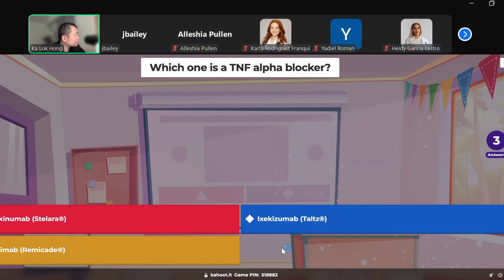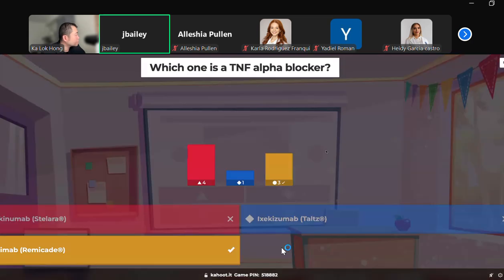TNF alpha blocker. Like the last one, infliximab, and it has a lot of biosimilars these days. TNF alpha blockers are one of the older drug classes of biologicals. So they've been here for a relatively long time. That's something you want to keep in mind and be able to recognize more readily.